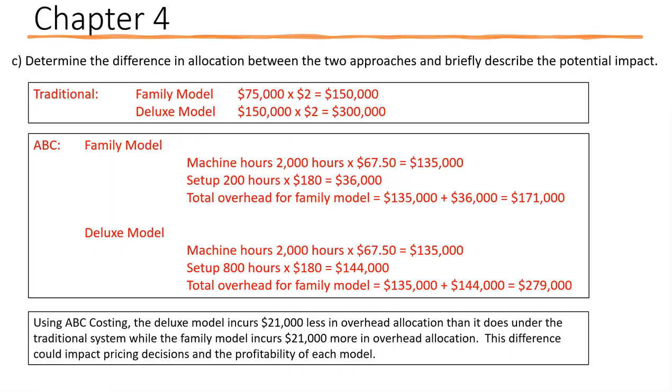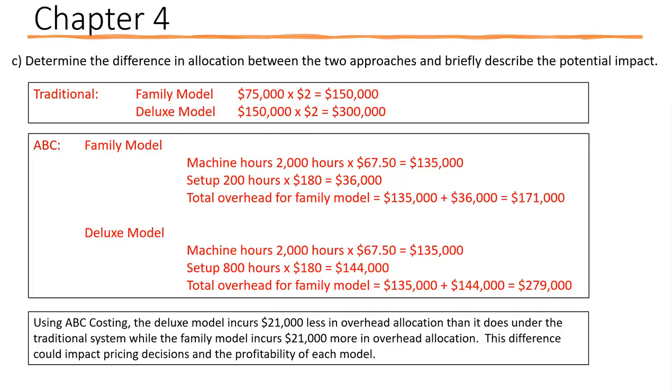So using ABC costing, the deluxe model gets $21,000 less in overhead allocation than it does under the traditional system. So traditional, we would have said $300,000 for the deluxe model. Under the ABC, the deluxe model only gets $279,000 of overhead, so $21,000 less. Under ABC, the family model is getting $21,000 more in overhead allocation. So it went from 150 under the traditional to 171 under the ABC method.